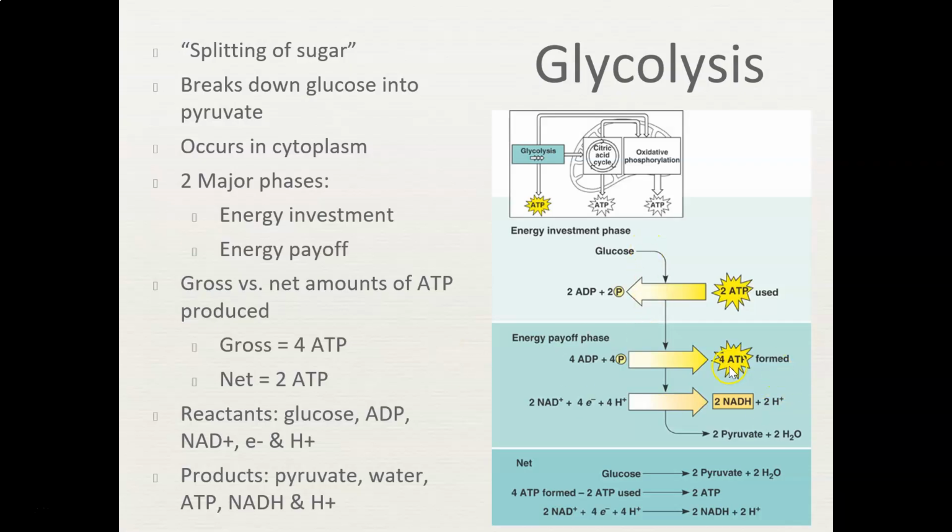So we ultimately gross 4 ATPs. We get 4 ATPs out of this overall process. But if you look at this, we're really only going to end up netting 2 ATPs that the cell can go use somewhere else, because 2 of those ATPs that we get here are going to get fed back in that energy investment phase to keep this process moving.